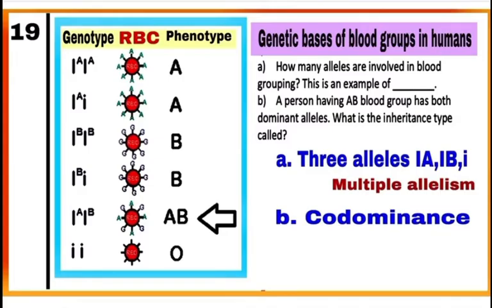Answer of question B. A person having AB blood group has both alleles. What is this inheritance type called? It is called as codominance, as both alleles IA and IB express their own types of sugar.